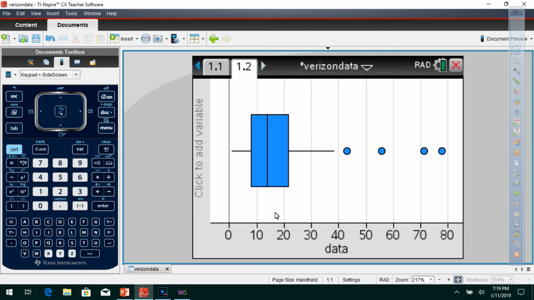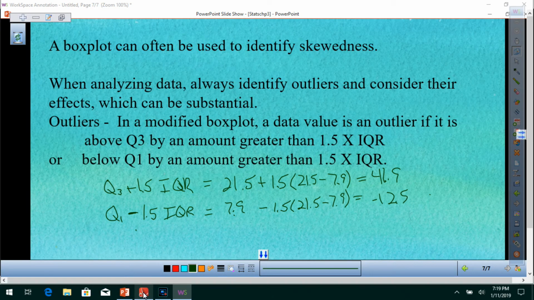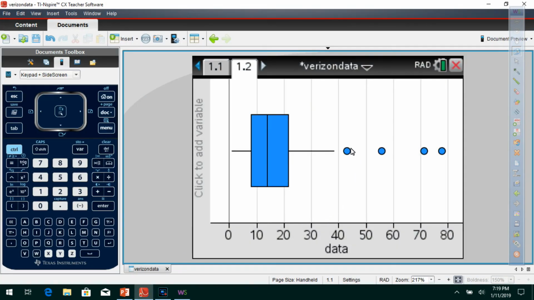And remember, we calculated the IQR, and an outlier was anything above 41.9. Well, look, here you got a 43, a 55.6, 71.3, and 77.8. Those four data values are dragging your mean to the right. They are dragging your mean to the right, which will become a lot more important in later chapters.